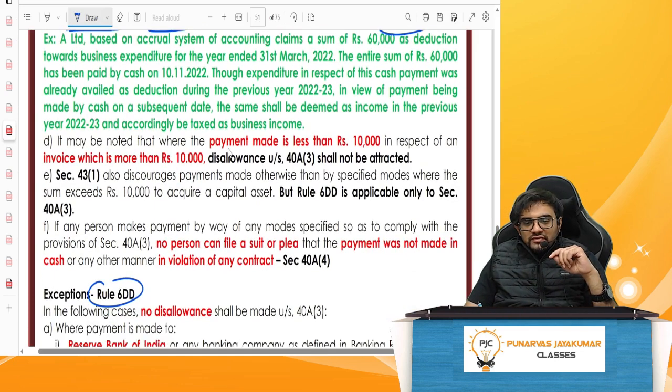It may be noted that where payment made is less than 10,000 in respect of an invoice which is more than 10,000, disallowance shall not be attracted. No problem. Payment per day can be less than 10,000. No problem.